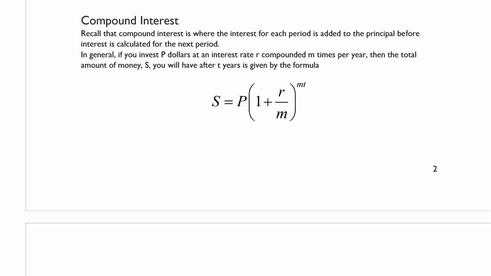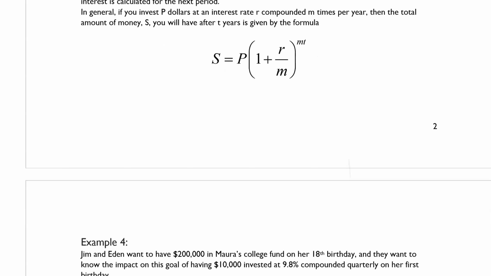And so the formula is given by the future value S is equal to the principal amount times the quantity 1 plus the interest rate over M, which is the number of times you are compounding per year. And then that quantity is raised to the MT power, where T is the number of years.